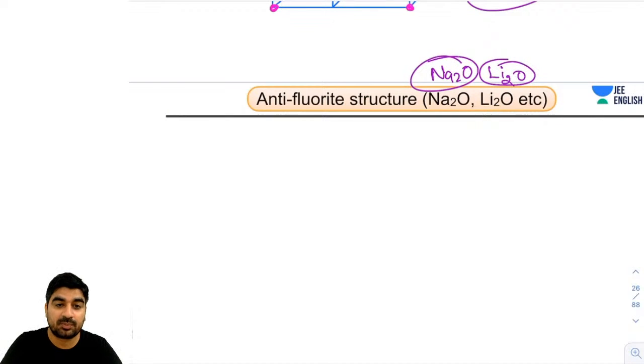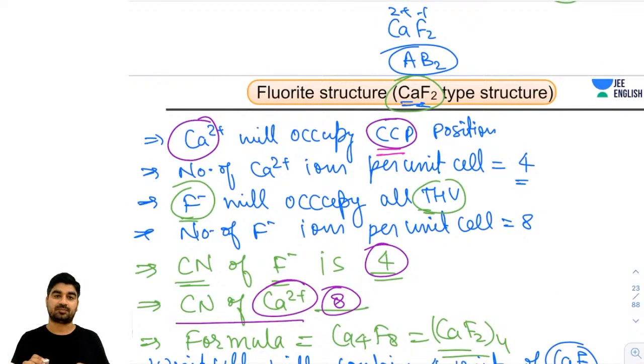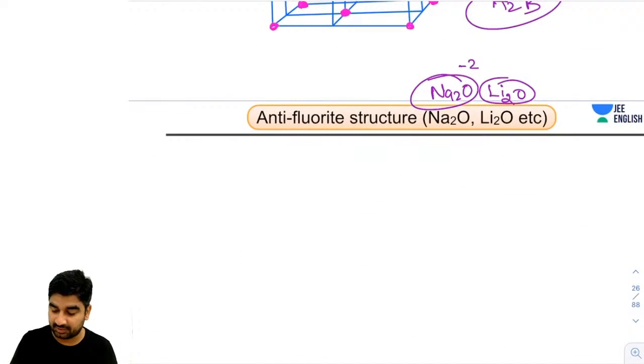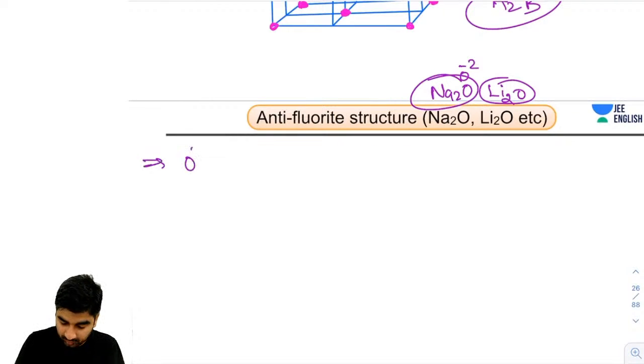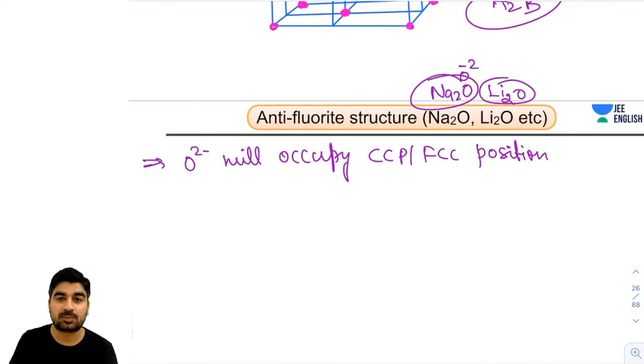So what would the structure look like? It will be the same. In the fluorite structure, the cation was occupying the CCP position. It means the cation was forming the crystal lattice. But in anti-fluorite, the anion, the oxide, so O2- will occupy the CCP or FCC position, right?